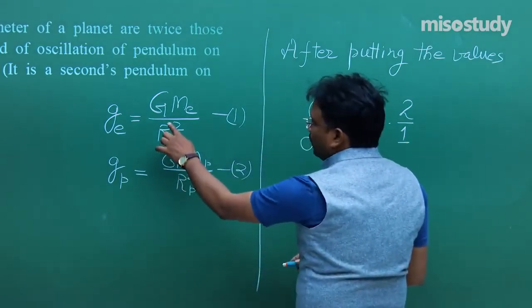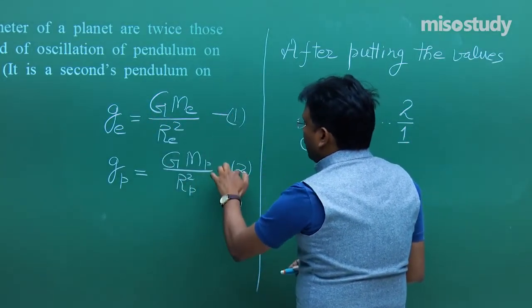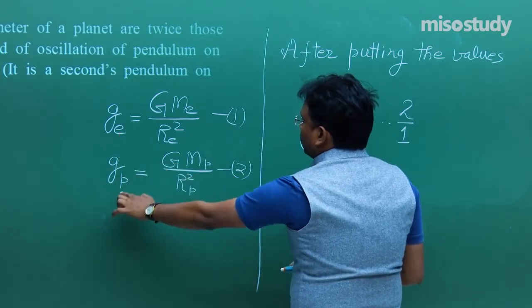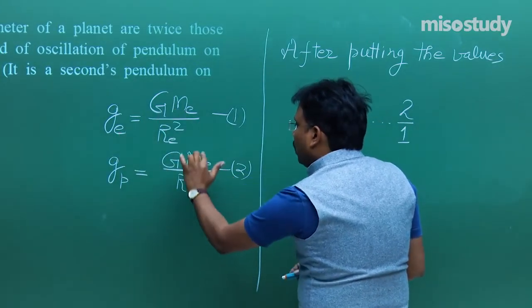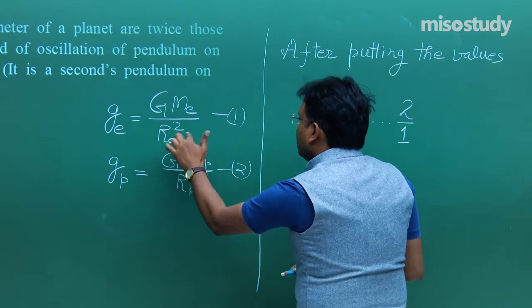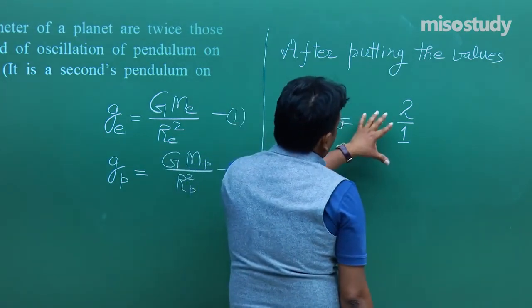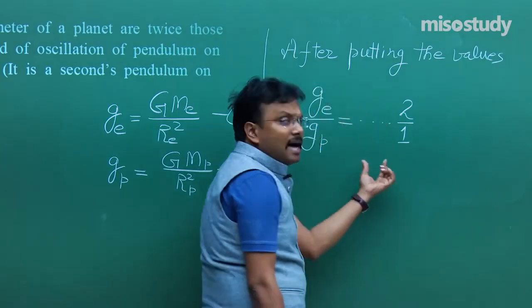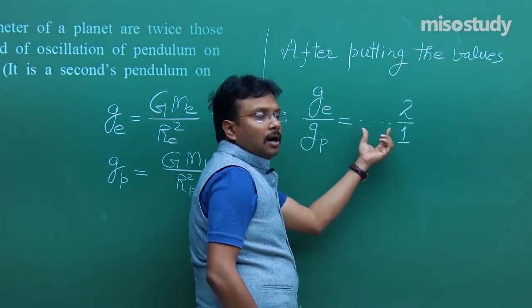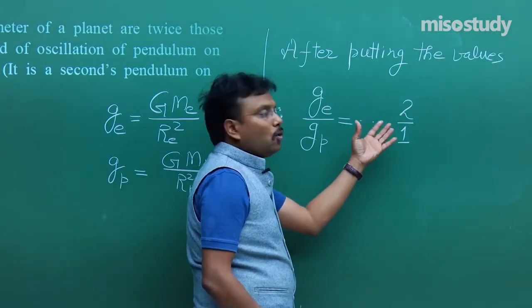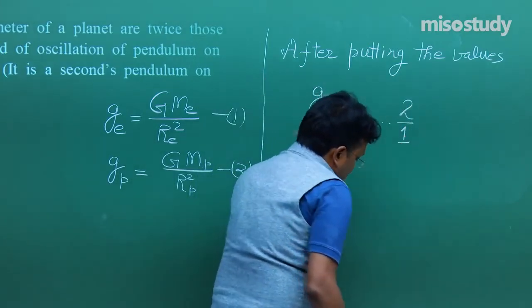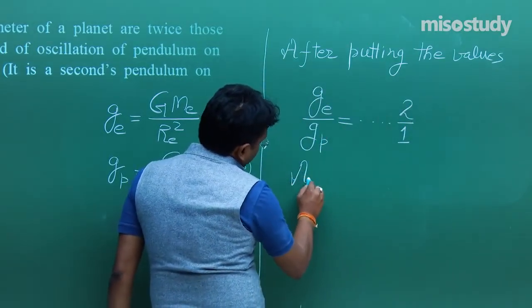How you can say 2 by 1? Because divide 1 by 2, G earth upon G planet, ME upon twice ME, then RE square upon 4 RE square. So, this way if you solve it, you will get it as 2 by 1. Directly just 2 or 3 simple terms I am ignoring, and then directly I am writing like this. Fine.